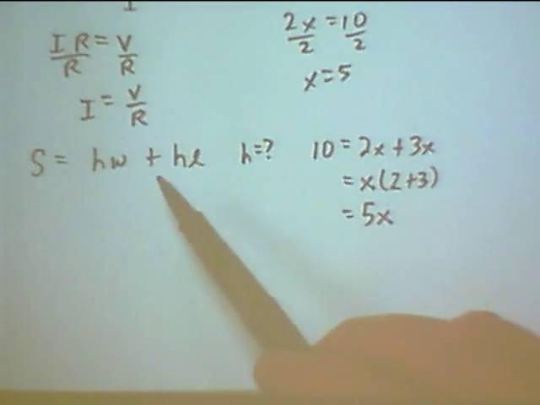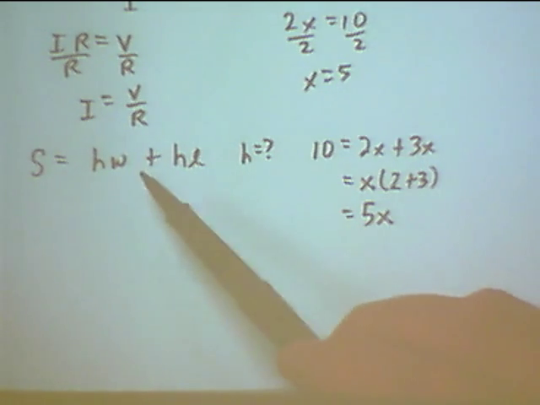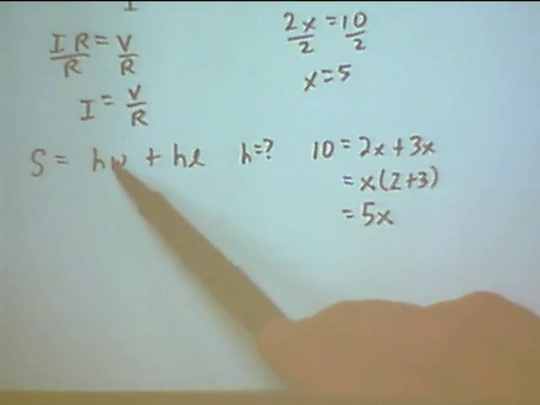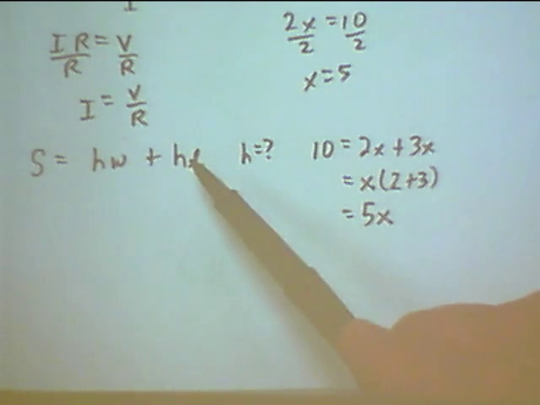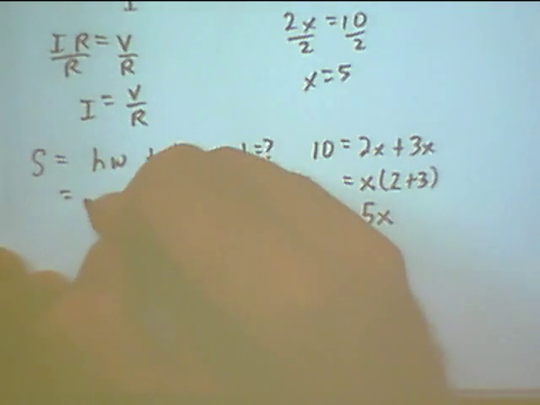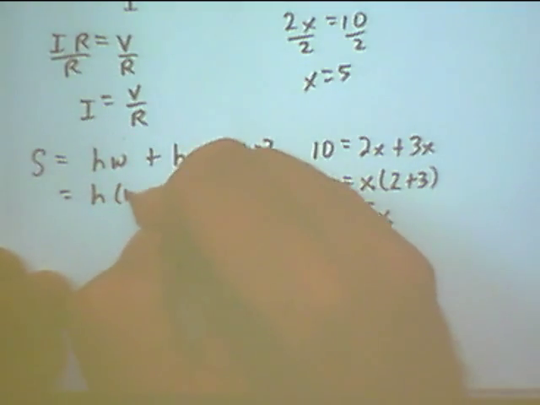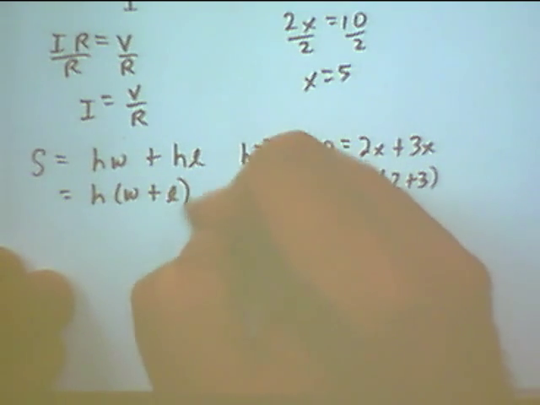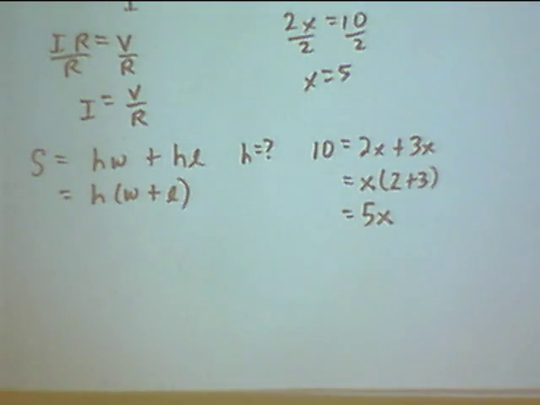Well, over here, look what's going on. I'm trying to solve for h. All the terms with an h are on the right-hand side, so I don't need to move anything from side to side. And the s is on the other side. But now I have h in both terms. So just like over here, where I had x in both terms, I factored out the x. How about over here, I factor out the h? So I have h times, in parentheses, w plus L.